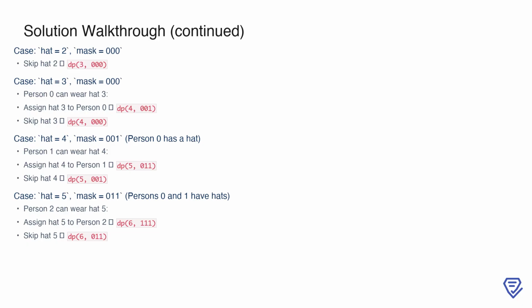Finally, when considering hat 5 with mask 011, meaning persons 0 and 1 have hats, person 2 can wear hat 5. This is represented by dp(6, 111), where the mask 111 indicates that all 3 people now have hats. Alternatively, we could skip hat 5 and call dp(6, 011).